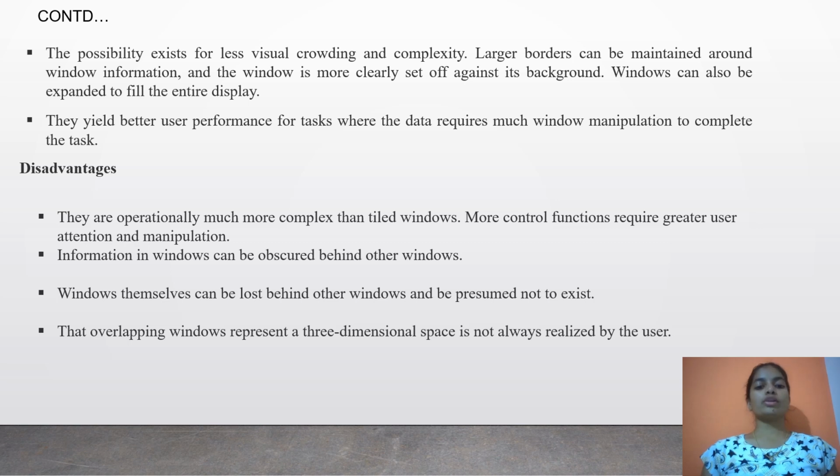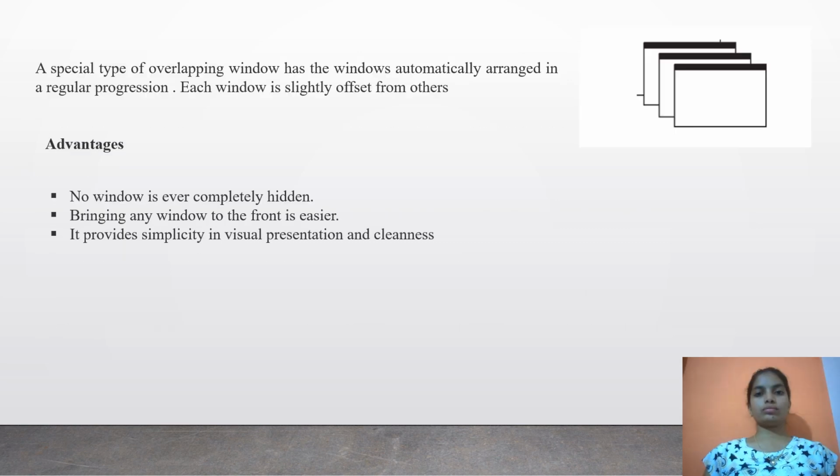Information in a window can be obscured behind other windows. Windows themselves can be lost behind other windows and can be perceived not to exist. So there will be overlapping and there might be a loss of the other windows. The overlapping windows represent a three-dimensional space that is not realized by the user.